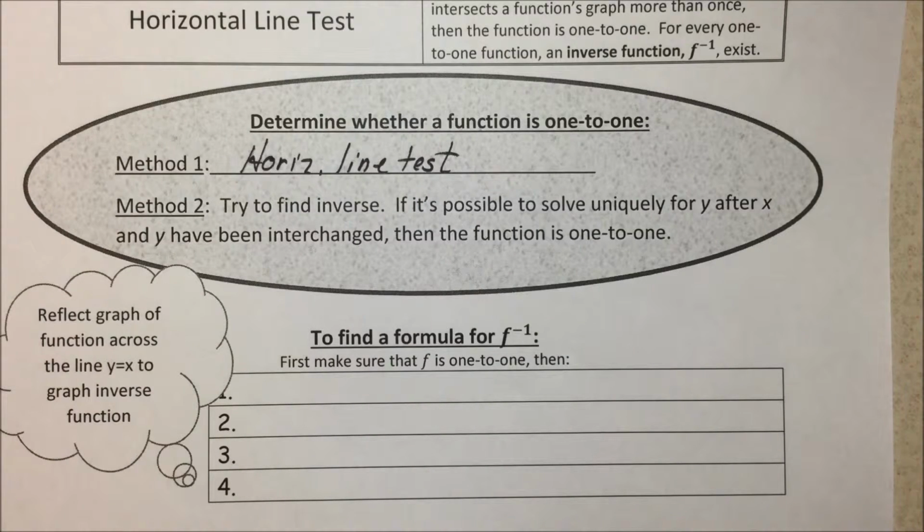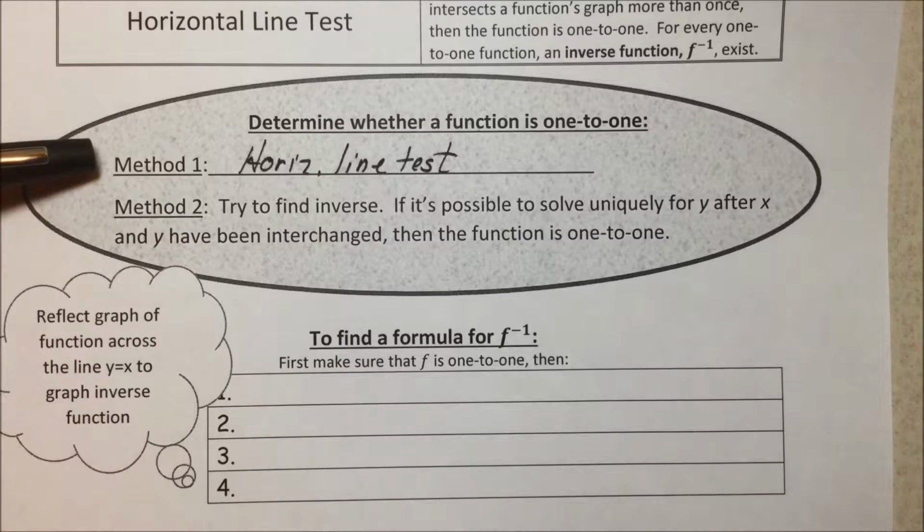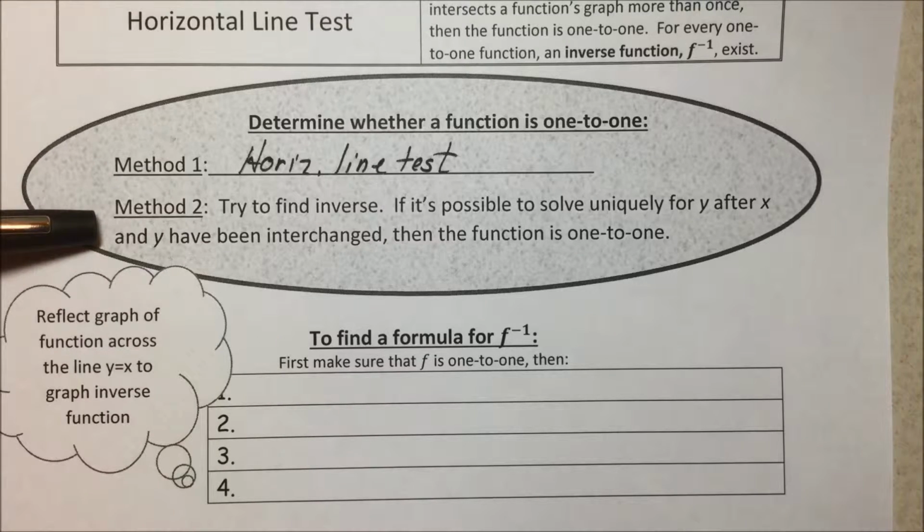Section 9.1, Finding Formulas for Inverses. We've just looked at determining whether a function is one-to-one by graphing it and then performing the horizontal line test. Another method is to find the inverse. If it's possible to solve uniquely for y after x and y have been interchanged, then the function is one-to-one.